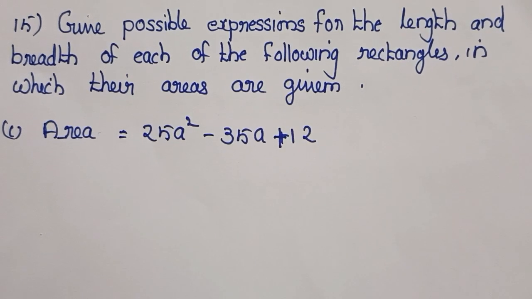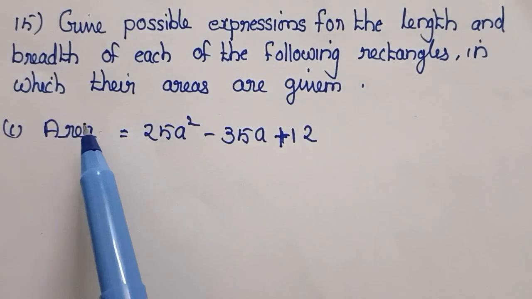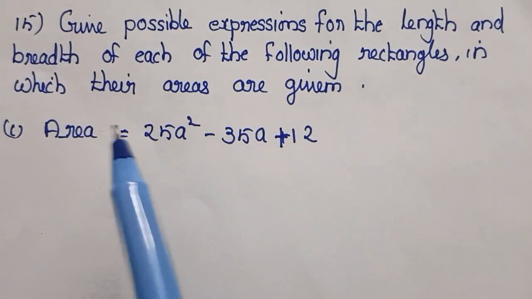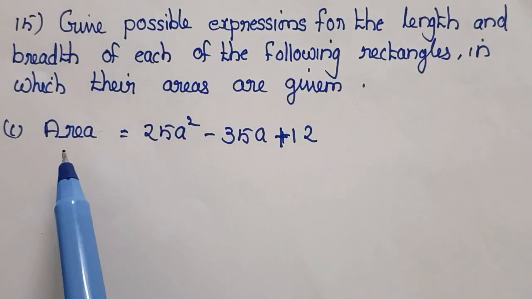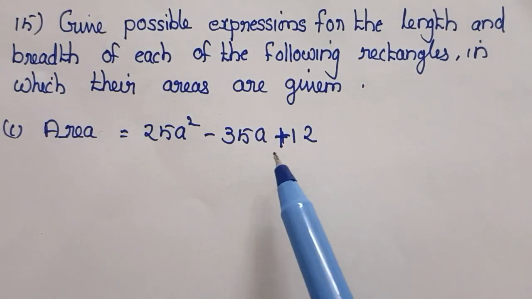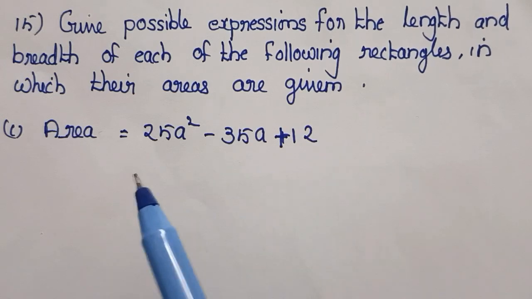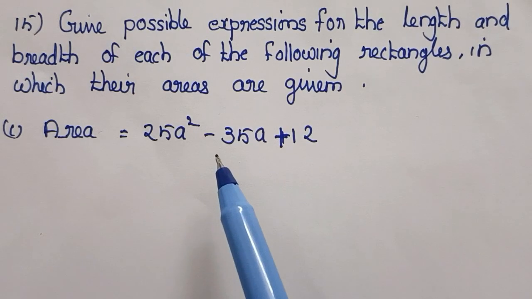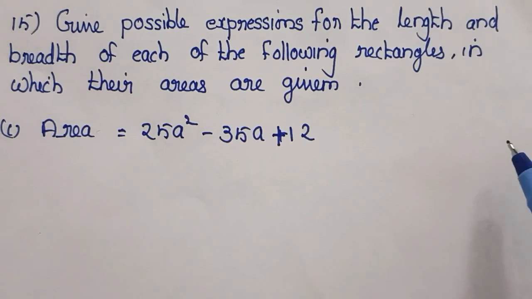15th question. Give possible expressions for the length and breadth of each of the following rectangles in which their areas are given. Here in first question, area equal to 25a square minus 35a plus 12. We know that area equal to length into breadth. For that, first we have to factorize this given polynomial.